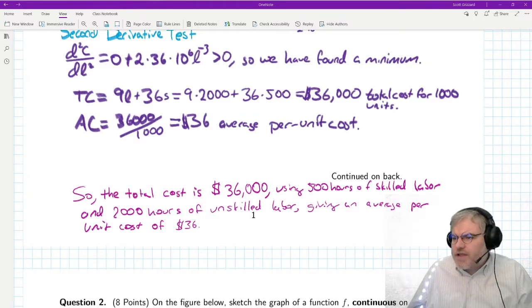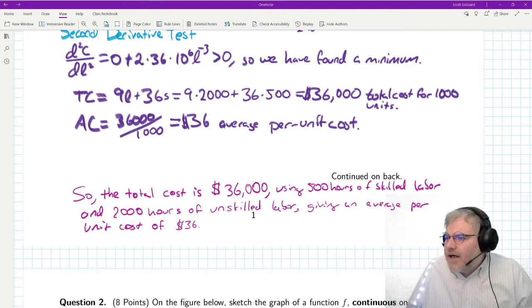So questions. I got the 36,000 and the 36, but I didn't break it down into skilled and unskilled. Oh, I just answered that. Perfect. Can I use the first derivative test? Yes, you can.